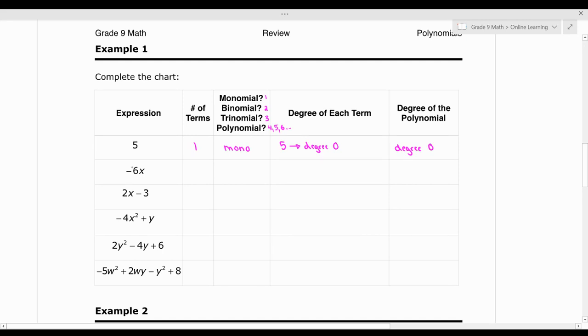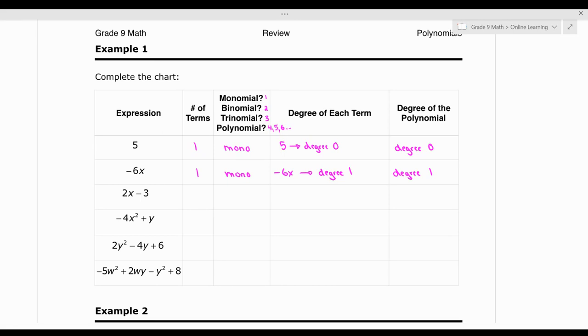Next one, so you have negative 6 times x. Number of terms, still there's no plus or minus here, so it's still one term, which means we call this a monomial. Degree of each term, there's only one term, so I'm going to focus on what's up here. So keep in mind, there's an imaginary 1, you don't have to write it. So this would be degree 1. And then it's only a monomial, so whatever that degree is has to match. So we would say that polynomial is also considered degree 1.